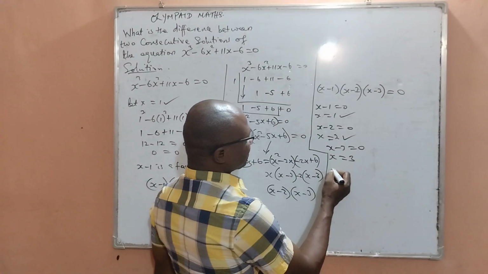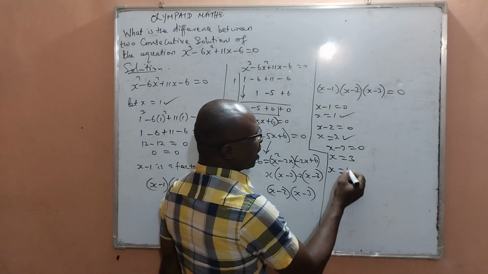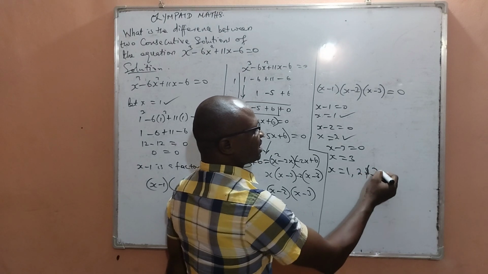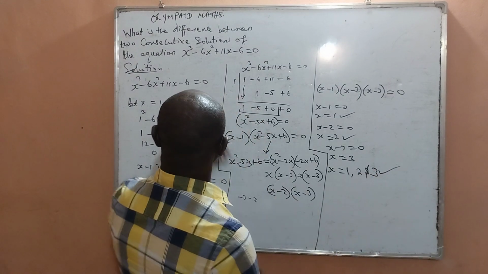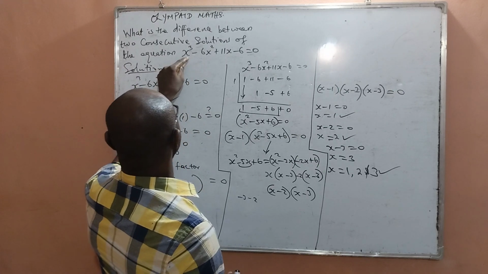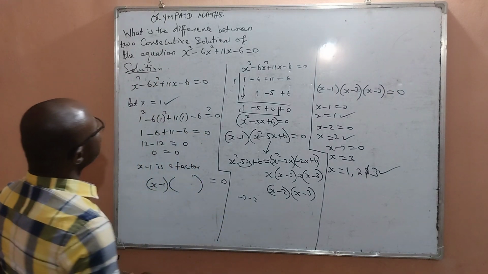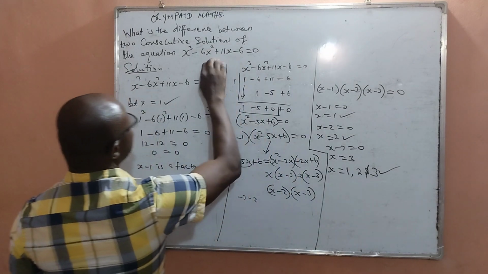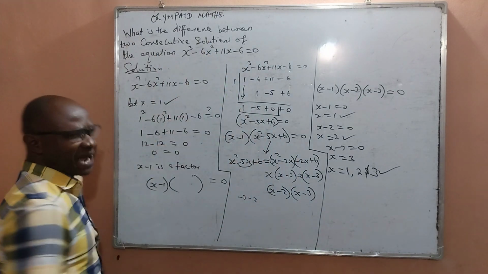What are the values of x finally? x is equal to 1, 2, and 3. These are the solutions to the polynomial equation. But then, that is not what we are interested in. We have gotten the values of x. Now let's look into what they asked us to find.